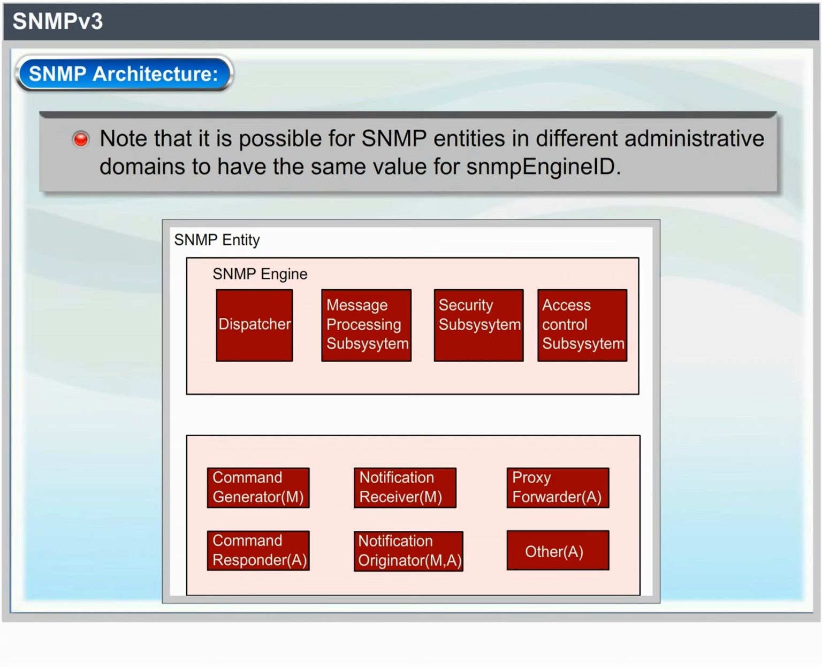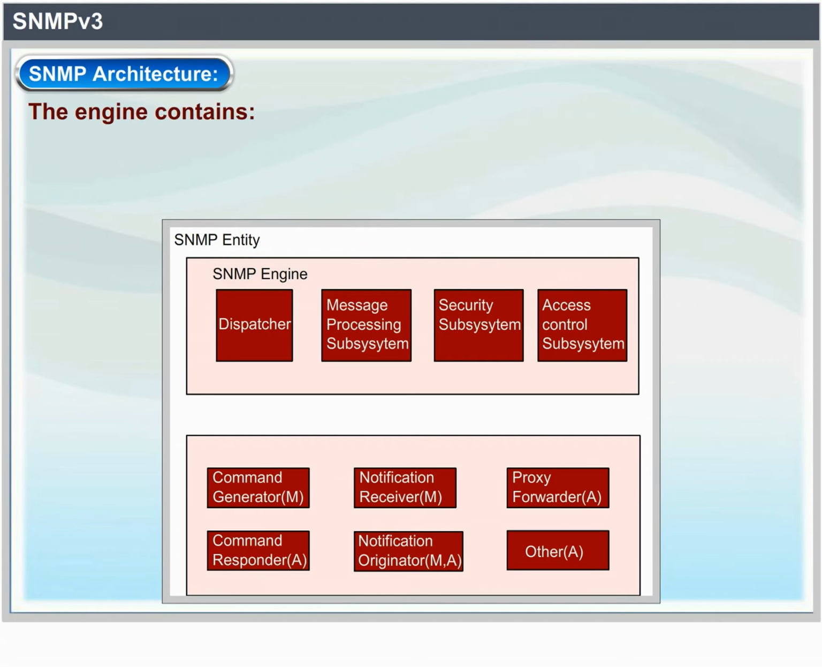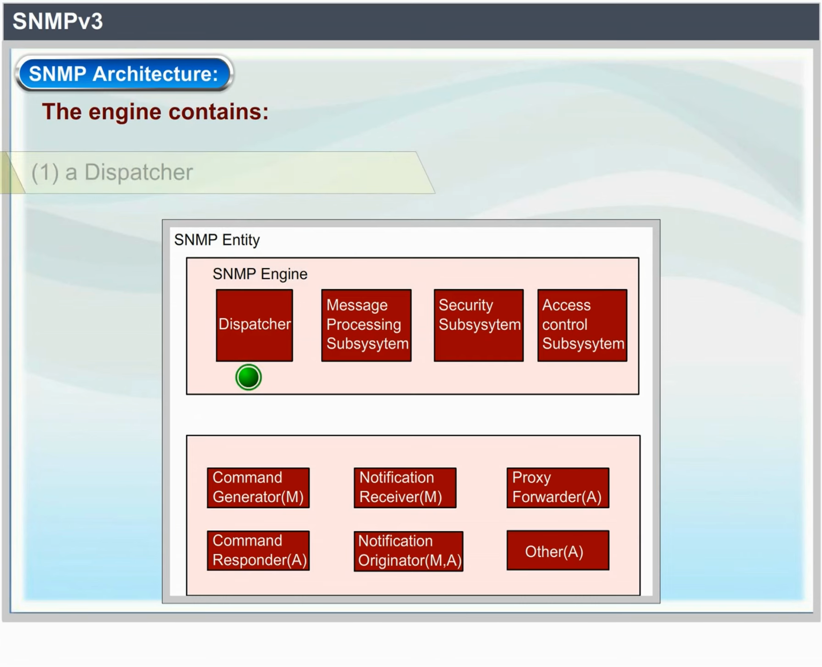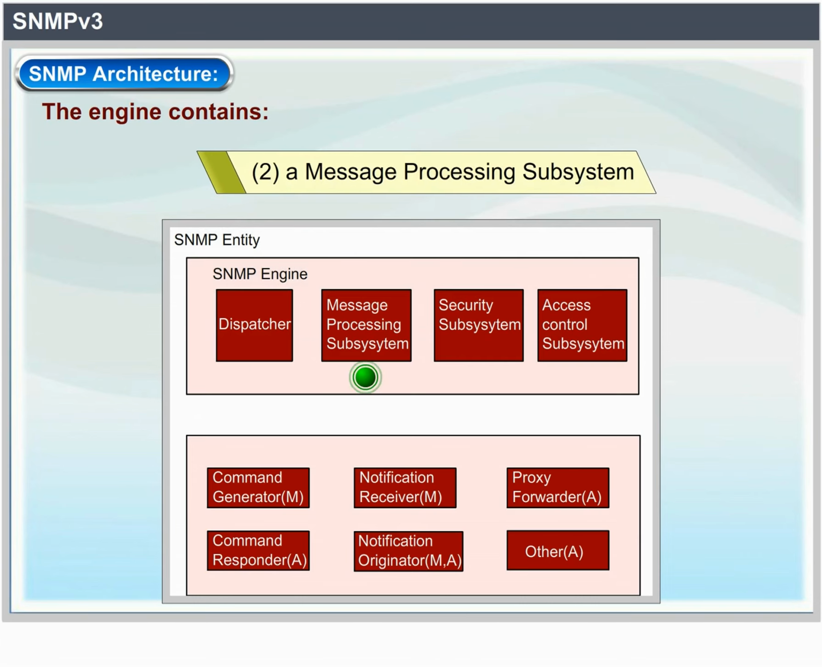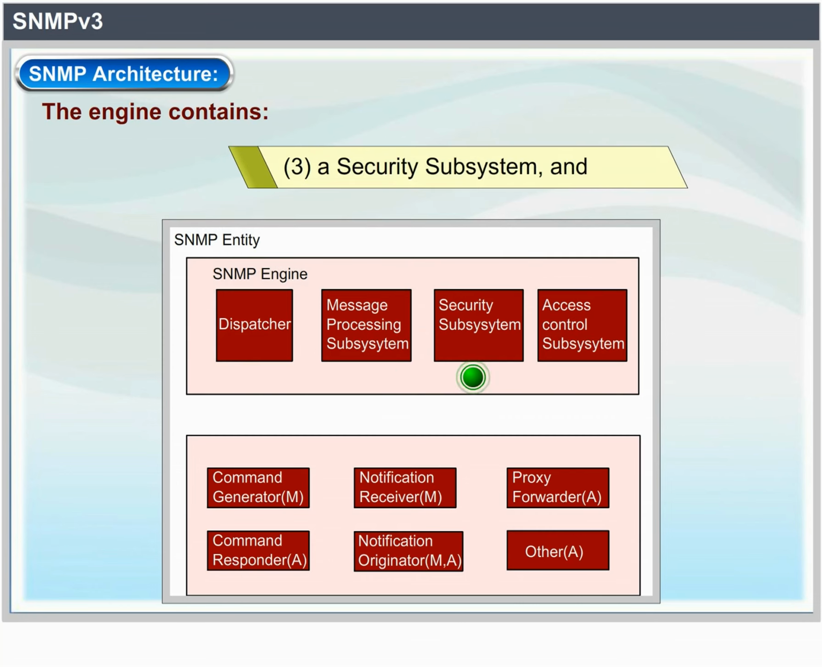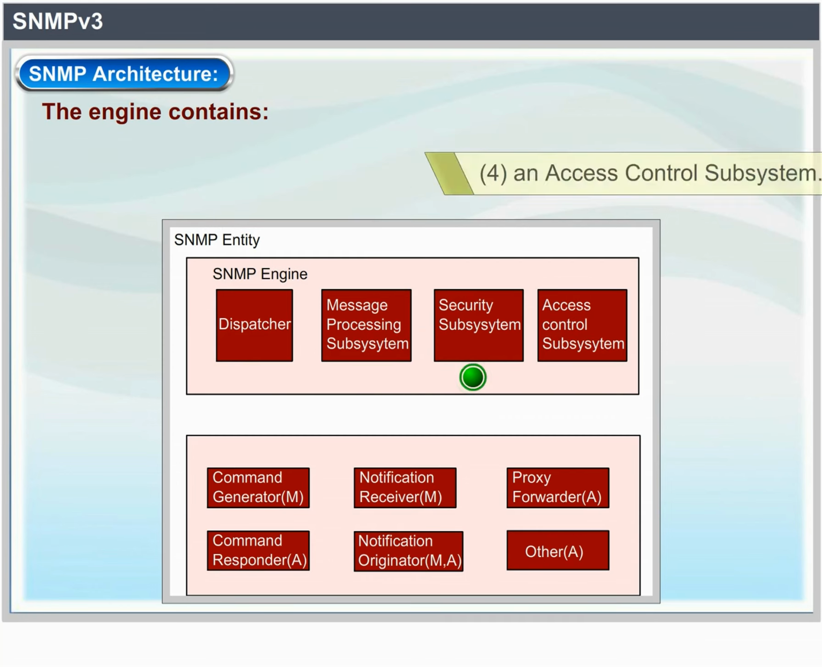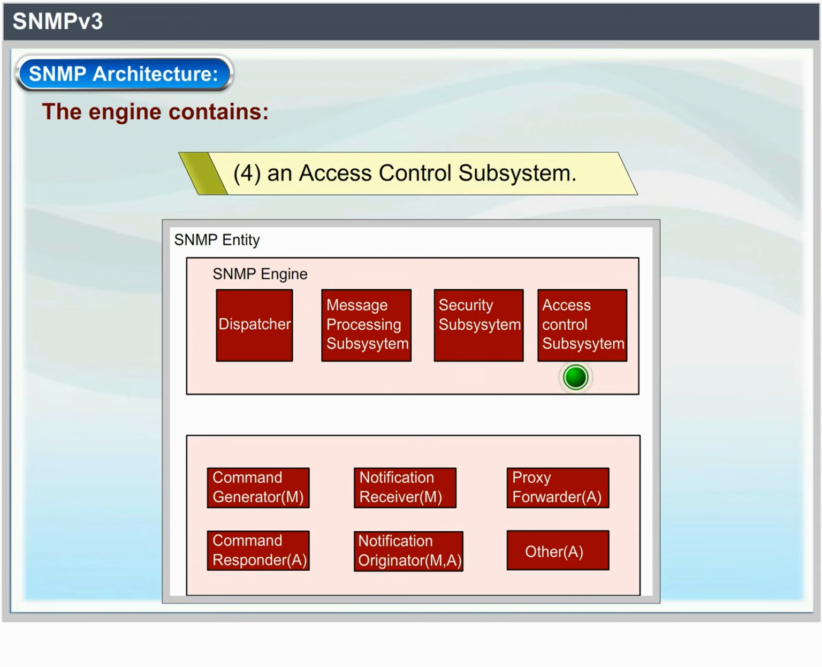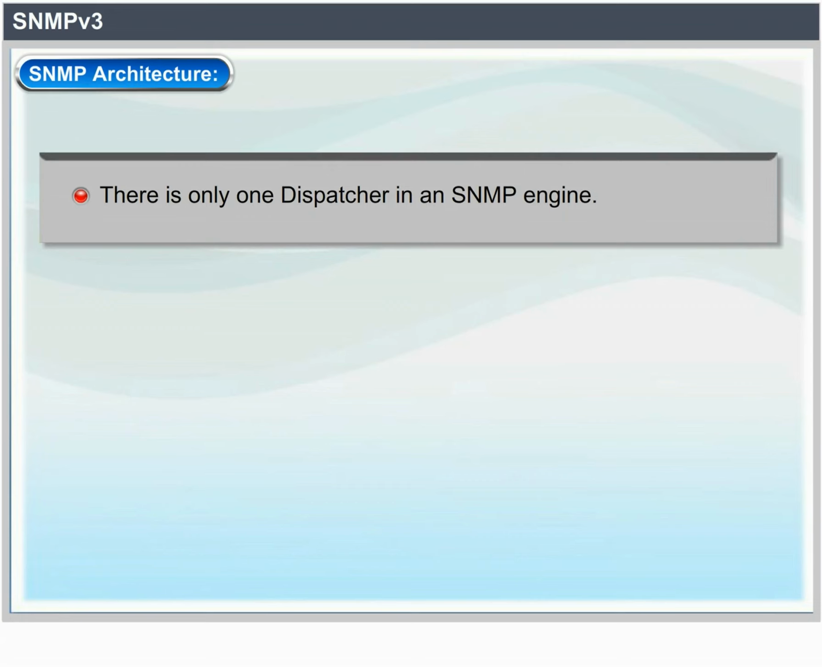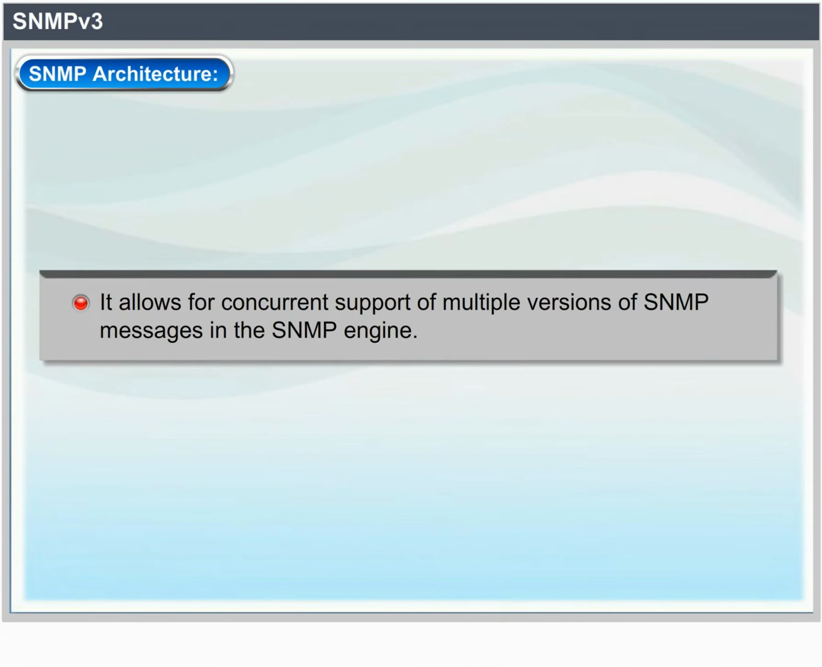The engine contains number 1, a dispatcher, number 2, a message processing subsystem, number 3, a security subsystem, and number 4, an access control subsystem. There is only one dispatcher in an SNMP engine. It allows for concurrent support of multiple versions of SNMP messages in the SNMP engine.